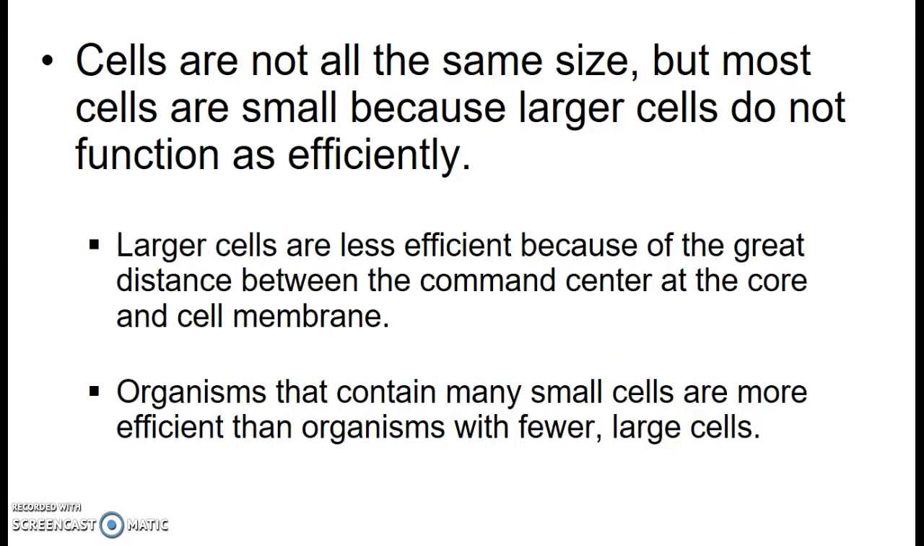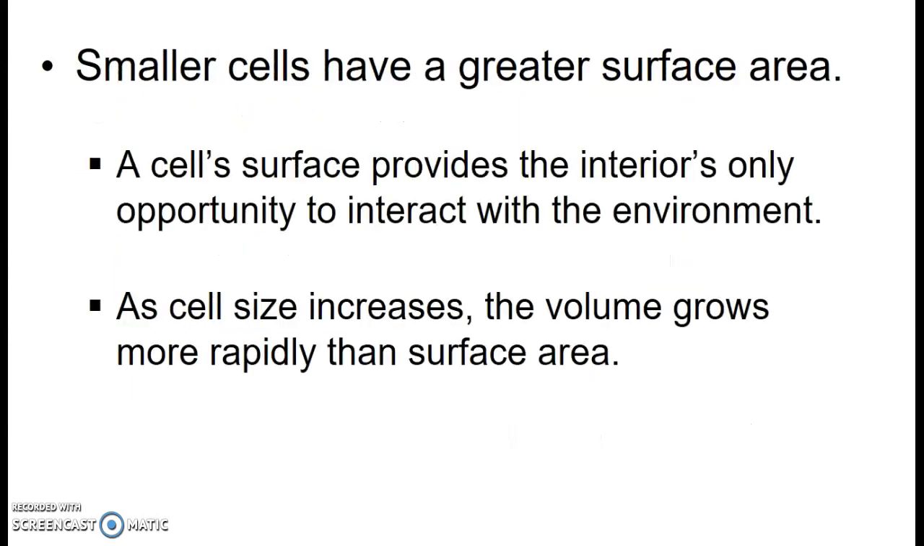Okay, so cells are not all the same size, but most of them are small because larger cells are not as efficient as smaller cells. And part of the reason for that is that in large cells, there's a greater distance between the nucleus or the command center and the edges or the cell membrane. So organisms that have lots of small cells are more efficient at functioning than those that have fewer larger cells.